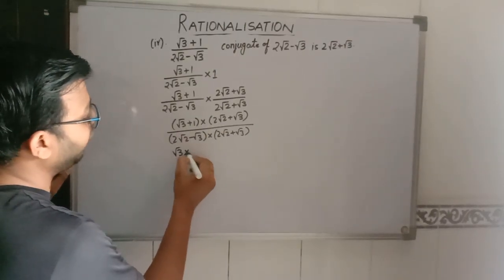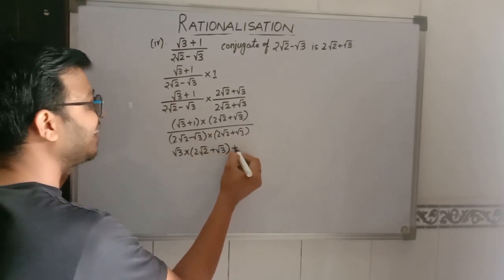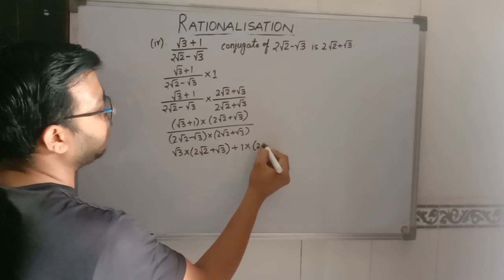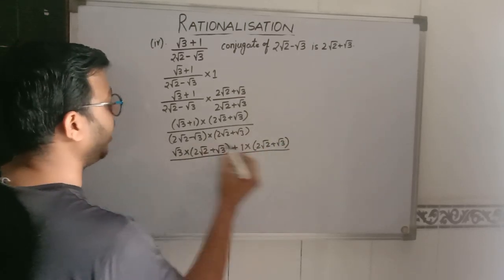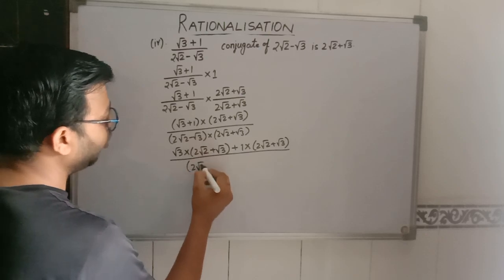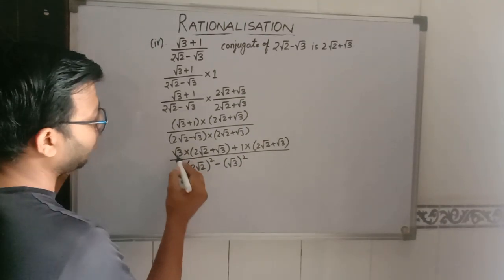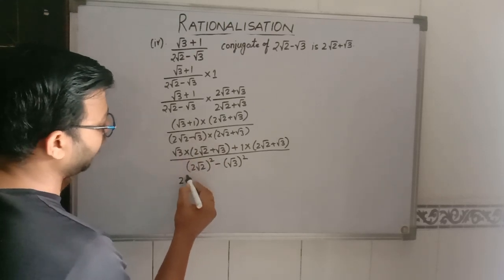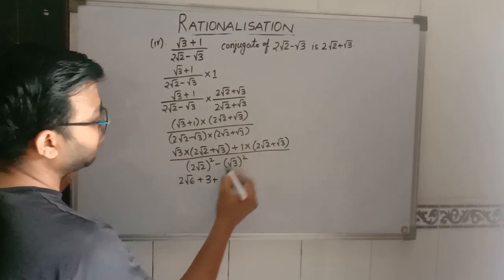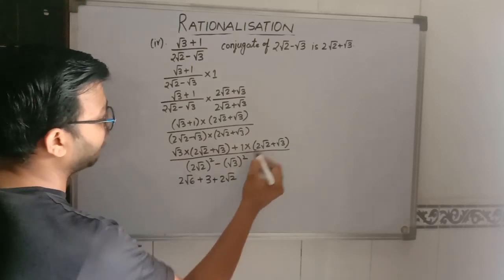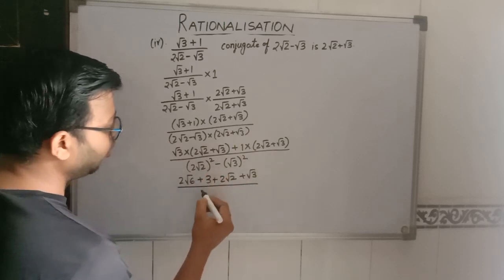So root 3 will be multiplied by 2 root 2 plus root 3 first, then 1 will be multiplied by 2 root 2 plus root 3. And in the denominator, a plus b, a minus b, so 2 root 2 square minus root 3 square. Now root 3 multiplied by 2 root 2 will become 2 root 6. Root 3 with root 3 will become 3. 1 with 2 root 2, so 2 root 2. And 1 with root 3, so root 3 only. And upon 2 root 2 square.